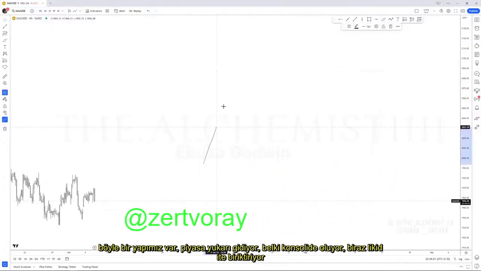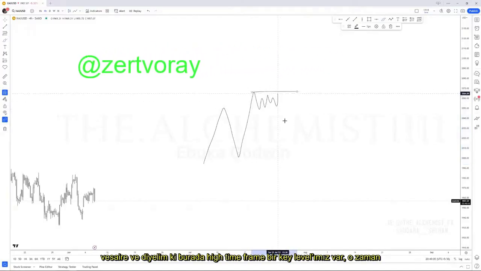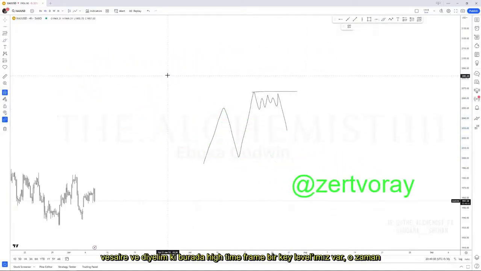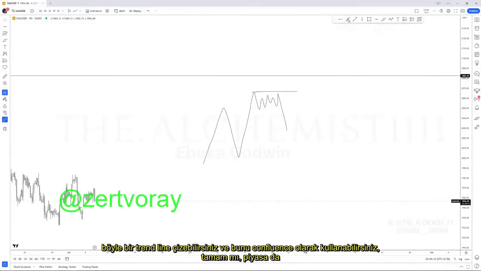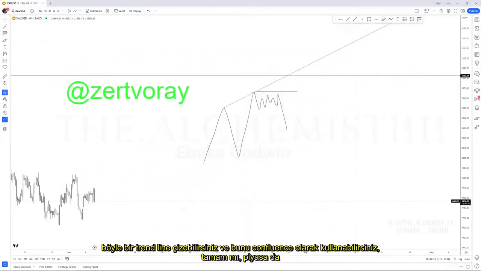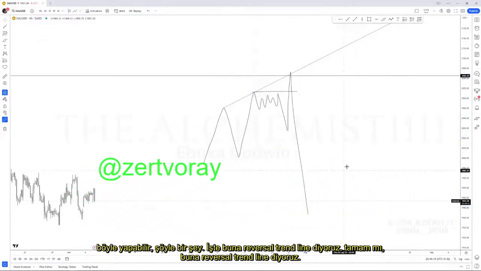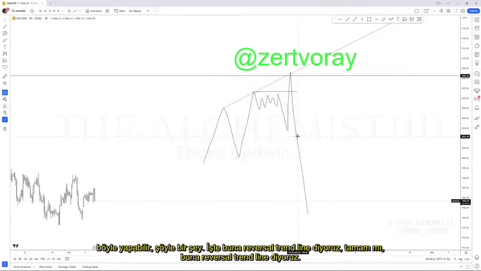Let's say we have something like this, the market going up, maybe consolidating, building up some liquidity and all of that stuff. And then let's say we had some high time frame key level in here. So what you could do is draw a trend line like this and then use it as confluence. The market might do something like this. This is what we call a reversal trend line.